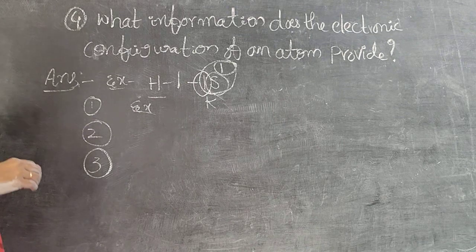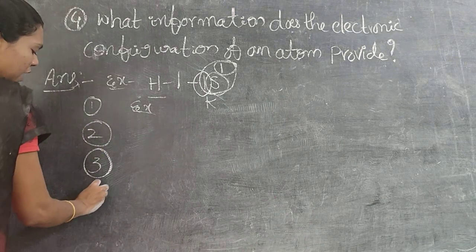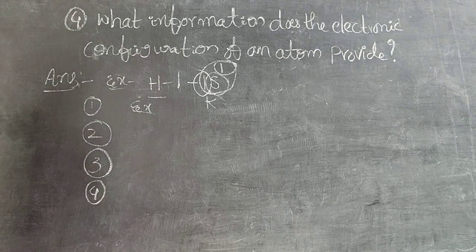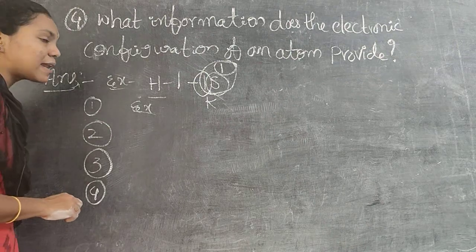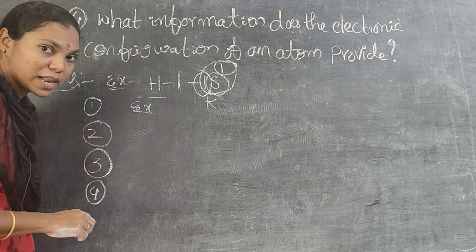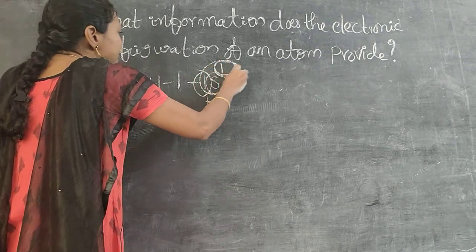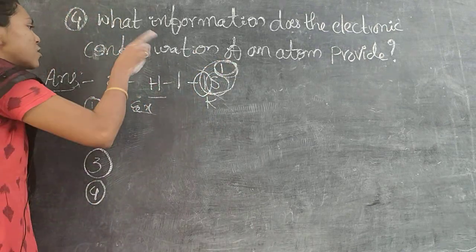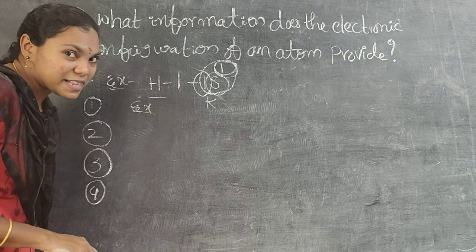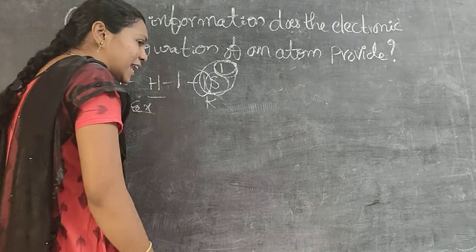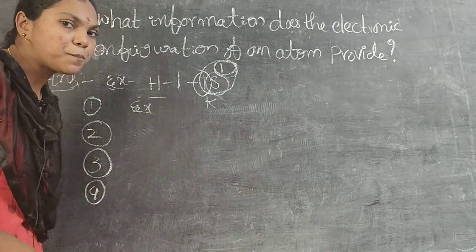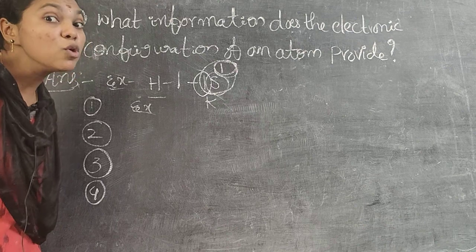So it also reveals the number of protons and the number of electrons. The number of protons, or the number of electrons, is known as the atomic number. Here the 1s orbital contains 1 electron, which means it also contains 1 proton, which is present in the nucleus.